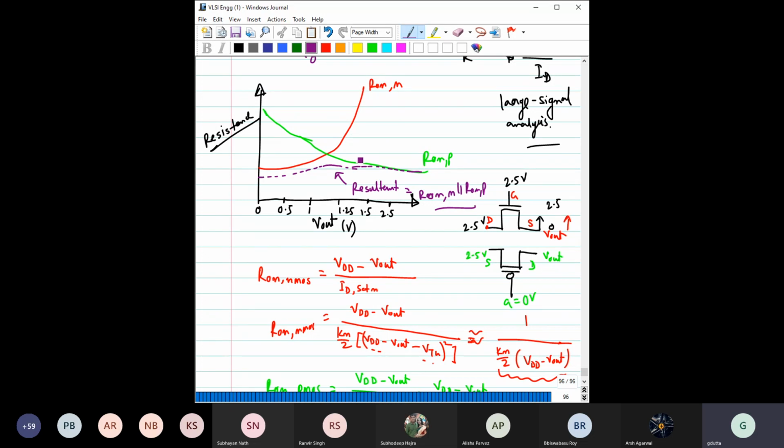This would also help you if you are planning to make pass transistor logic using only NMOS, then you can think about what is happening to its resistance. Resistance is becoming very high as soon as V out approaches VDD minus VTH. At V out equal to VDD minus V threshold, this resistance will become almost infinity, because then this transistor will stop conducting. That means resistance is almost infinite, right?